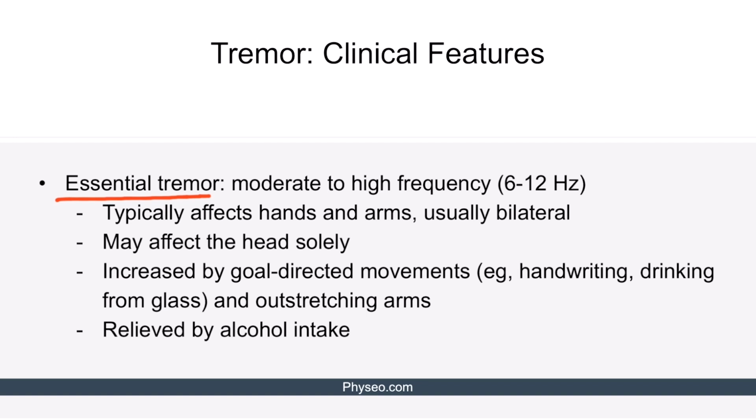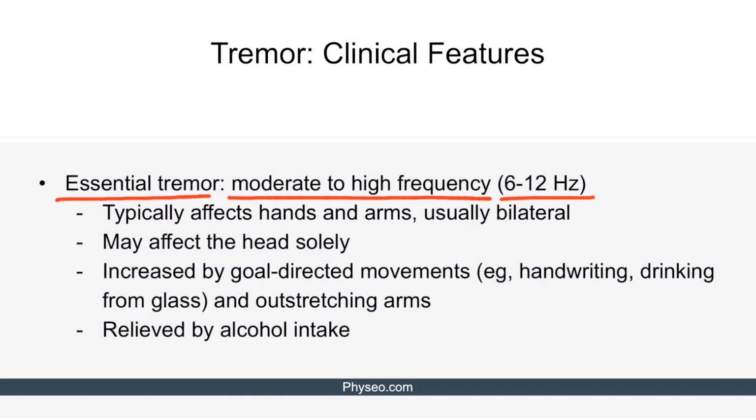It is an action tremor that has moderate to high frequency, 6 to 12 Hz. It is usually bilateral, typically affects the hands and arms. However, it may affect the head solely. This tremor usually increases with goal-directed movements such as handwriting and drinking from a glass, as well as outstretched arms. But it can be relieved by alcohol intake.